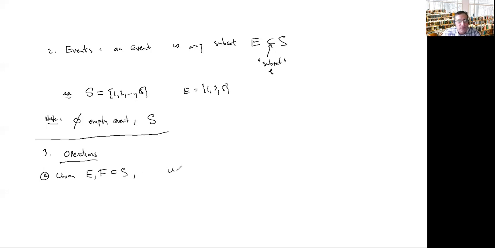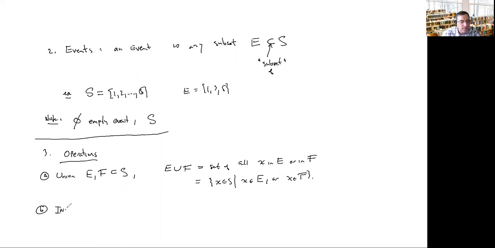Then we have union, which is the union of E and F, given by the symbol here, ∪, E union F. And this is the set of all X in E or in F. In other words, I'll do it in set notation, X in S, such that X is in E or X is in F. So that's the union operation. That's a larger event.